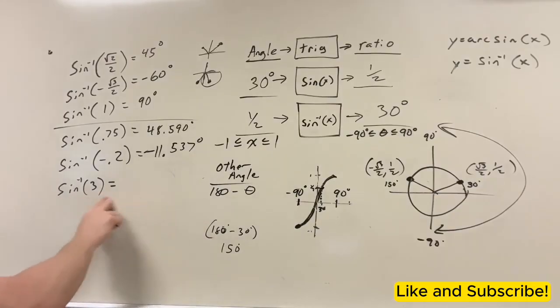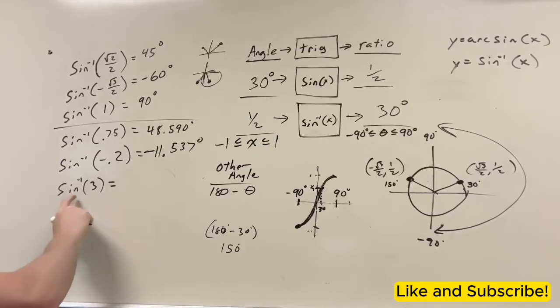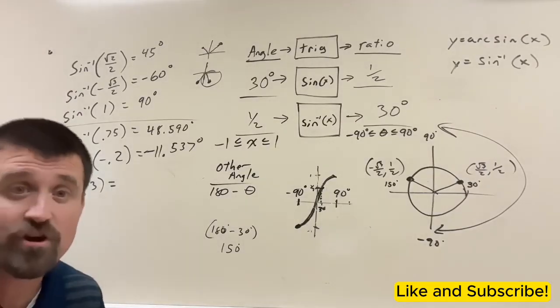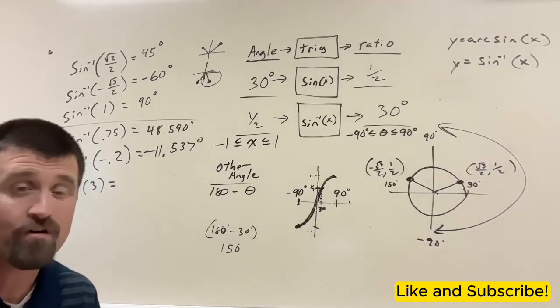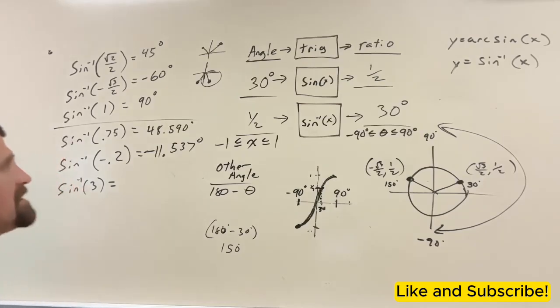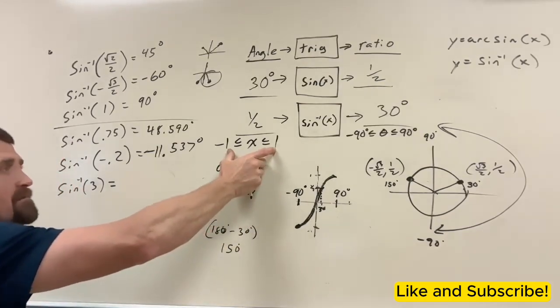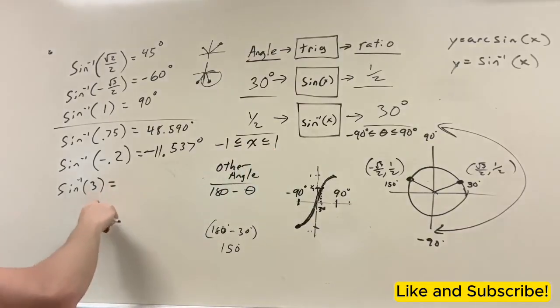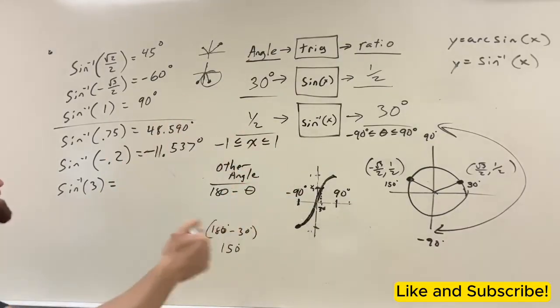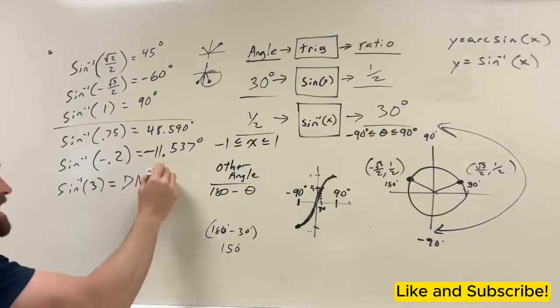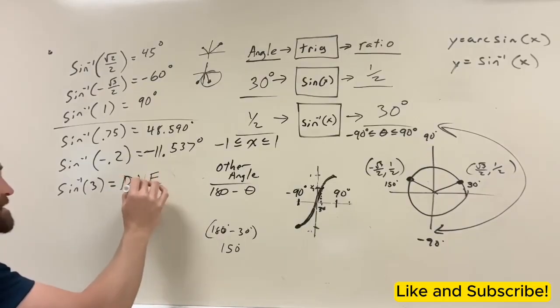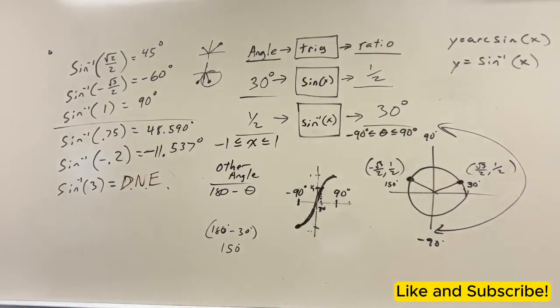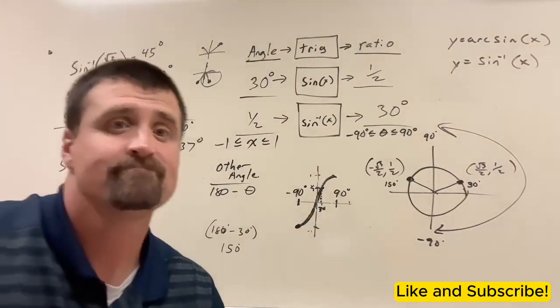And what about here? This is a situation I need to point out to you. Arcsine of 3, if you plug that in the calculator, you're going to get a domain error. Why? Because we can only plug in numbers that are between negative 1 and 1. 3 is bigger than that. So if we plug that in, there is no solution. This does not exist. There are no angles who have a sine of 3.